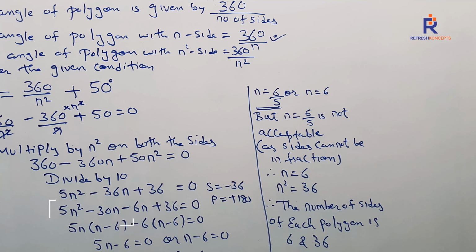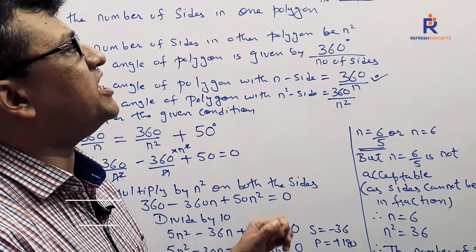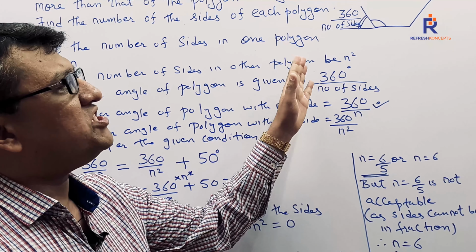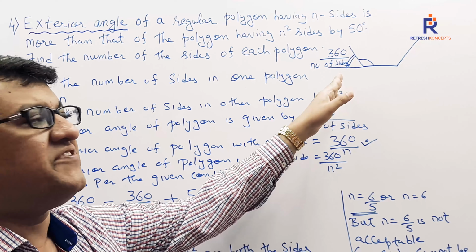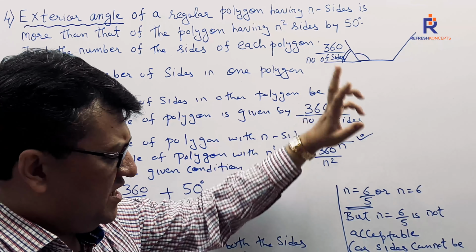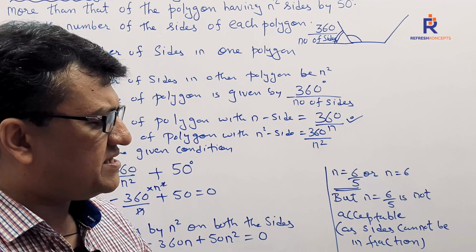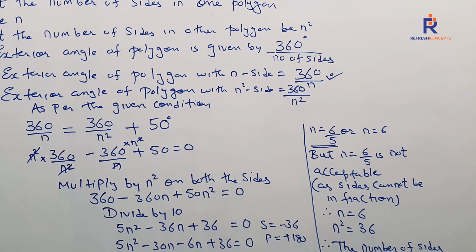Now children, I would like to say whether my sum is right or wrong, so I would like to cross-check my sum. Once again I'm going to go into this particular figure. What is an exterior angle? 360 by number of sides. So let me jot down 360 by 6. So I will cross-check this.